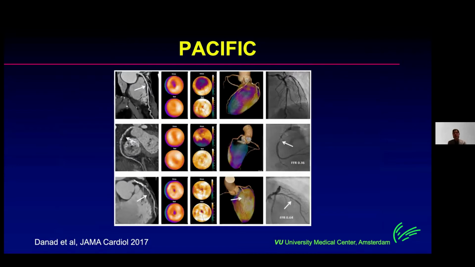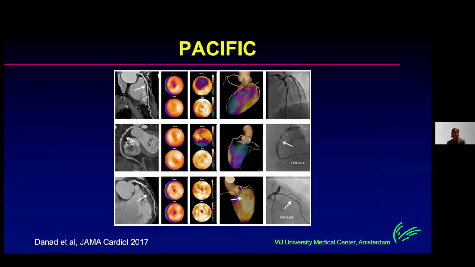and to find out what the results were. So PACIFIC basically meant each patient without known coronary disease had either CT, or they all had CT and SPECT and PET and invasive coronary angiography. And these were basically the results.